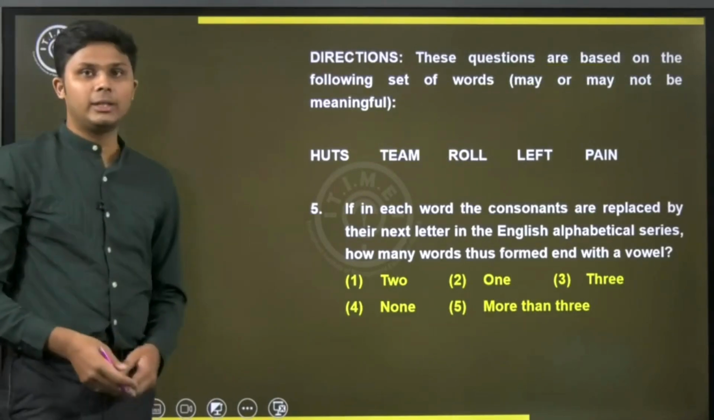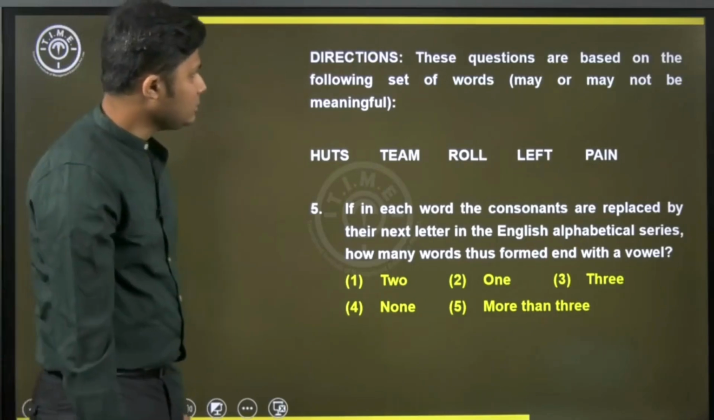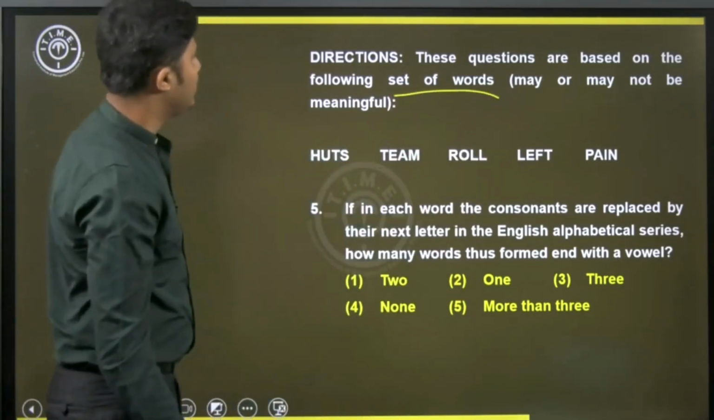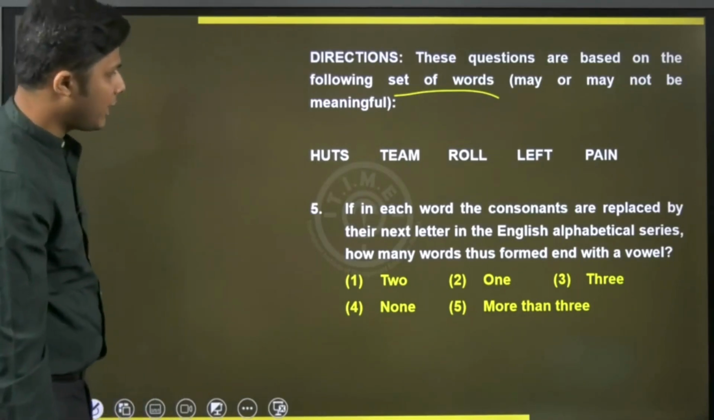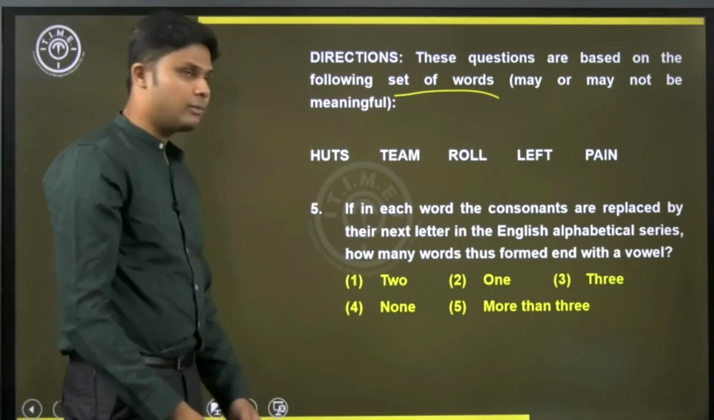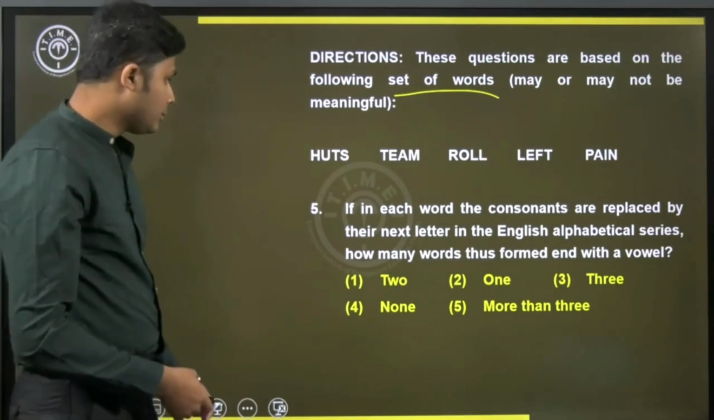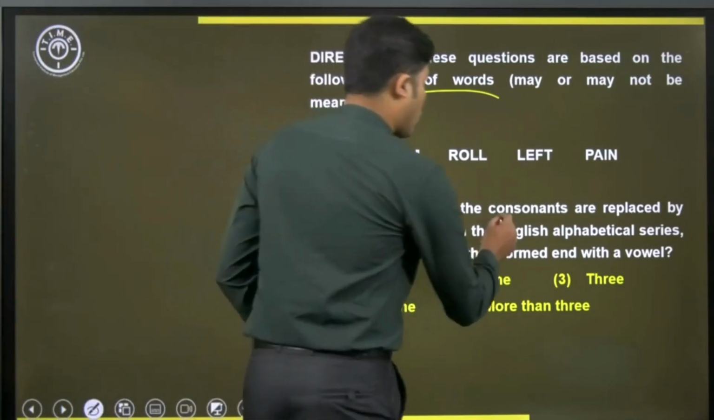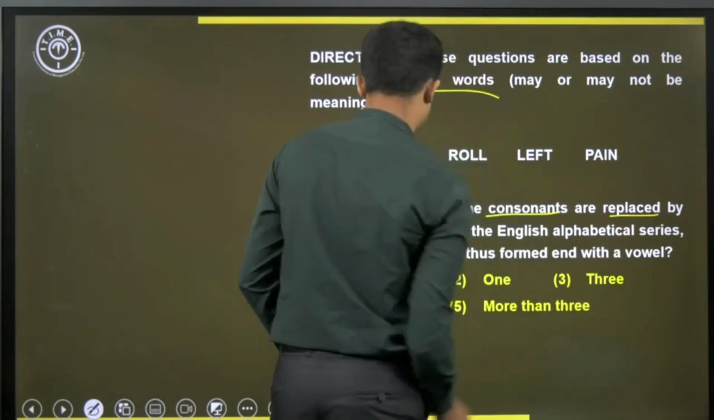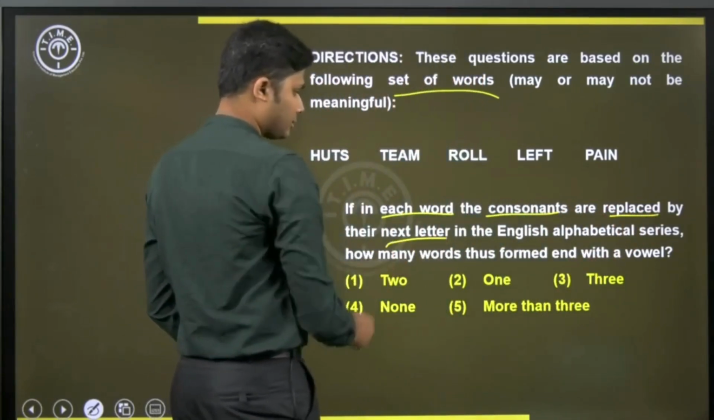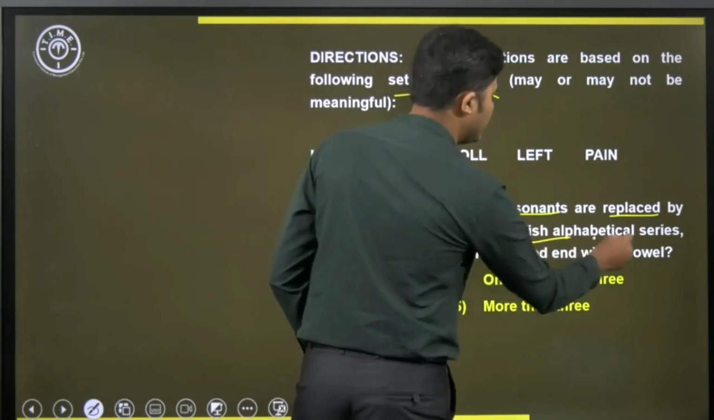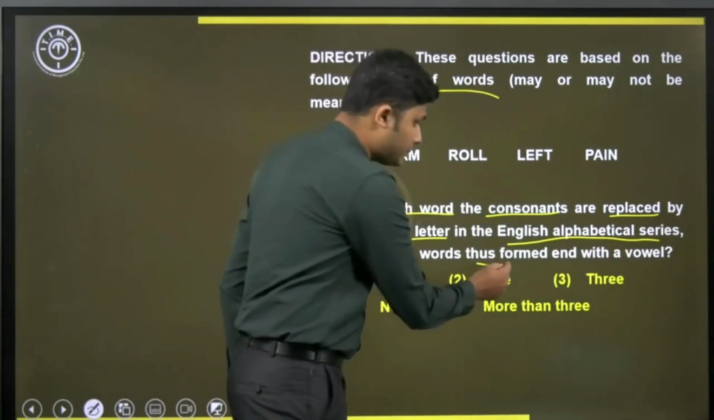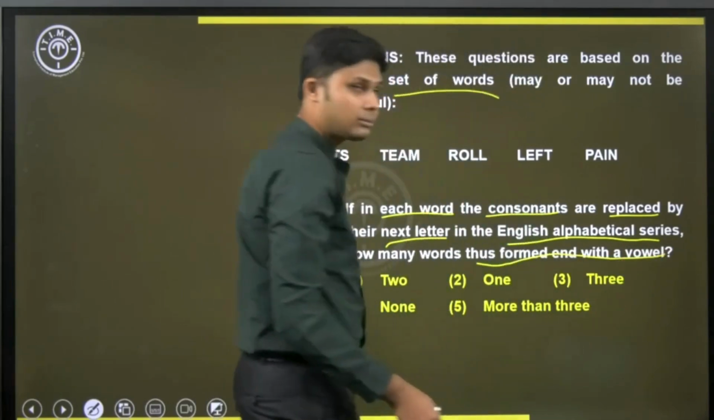So now let's look at the new set. These questions are based on the following set of words, which may or may not be meaningful. So we are given 5 words. So now let's look at the first question. If in each word the consonants are replaced by the next letter in the English alphabetical series, how many words thus formed end with a vowel?